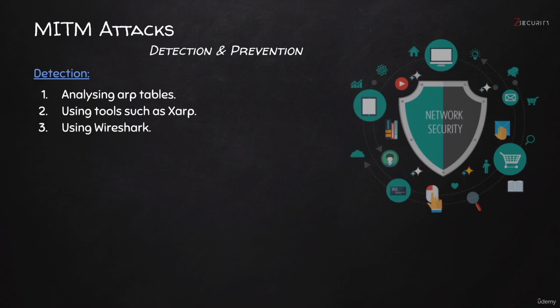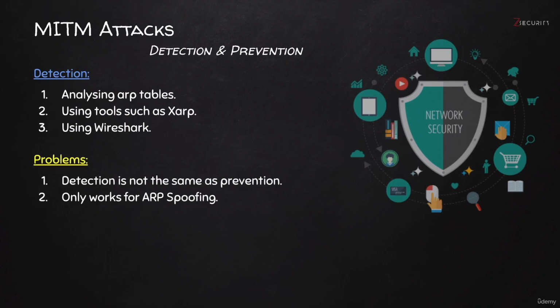In the previous lectures, we learned how to detect ARP spoofing attacks by manually analyzing the ARP tables. We also learned how to install tools such as XARP to automatically detect ARP spoofing attacks without having to manually check the ARP tables. And we even learned how to detect other suspicious activities using Wireshark. Now, this is really good, but it still has a few problems.